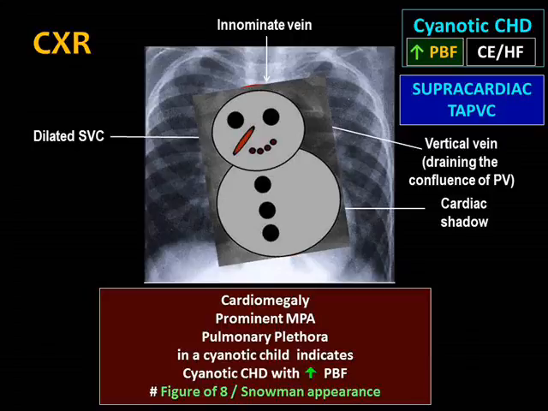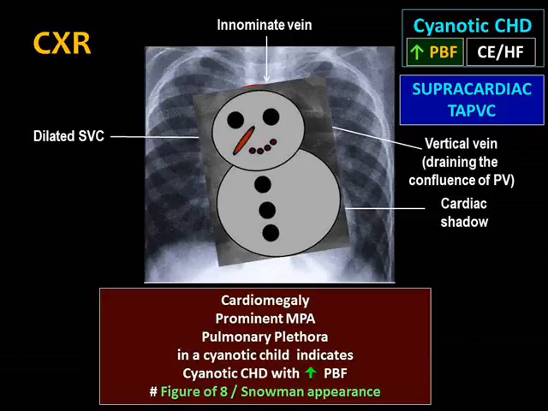Now one can identify the vertical vein draining the confluence of pulmonary veins, then through the innominate vein and a dilated SVC, the blood goes into the right atrium, and then through the atrial septal defect, there is a right to left shunt from RA to LA.